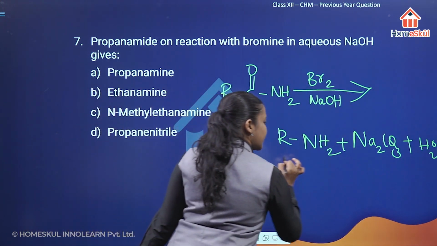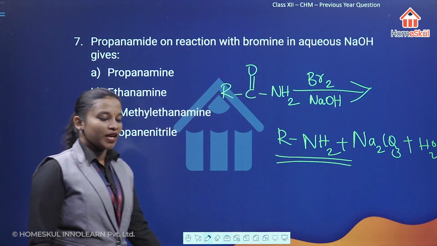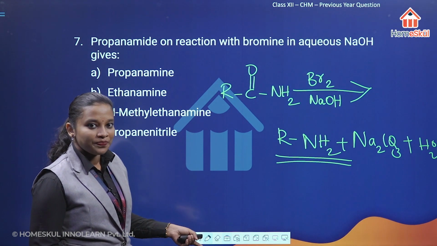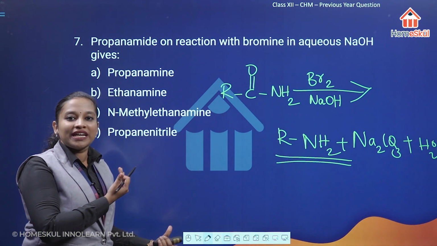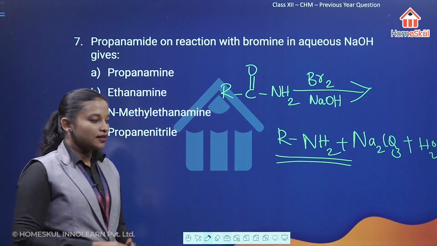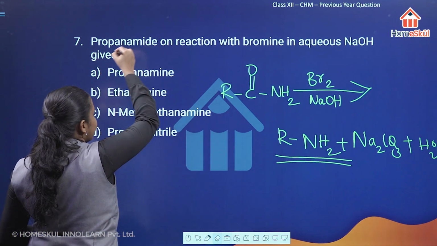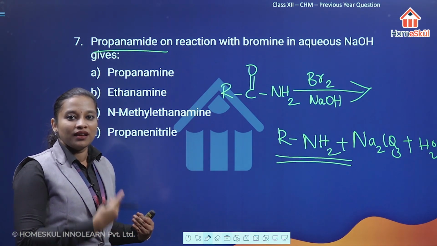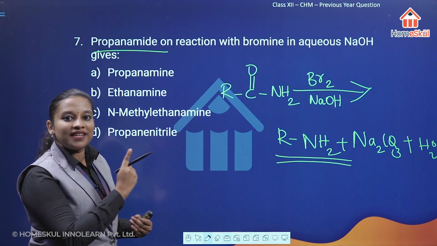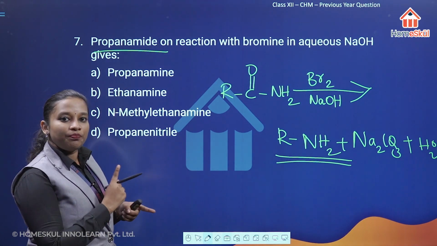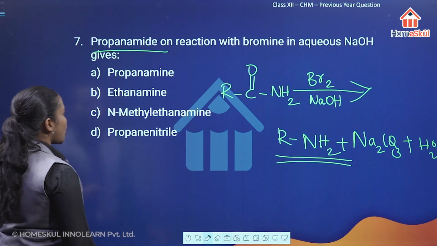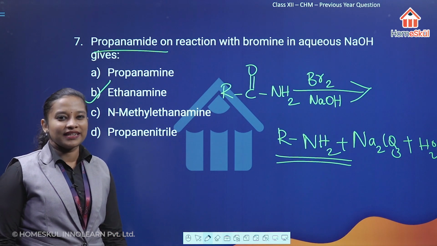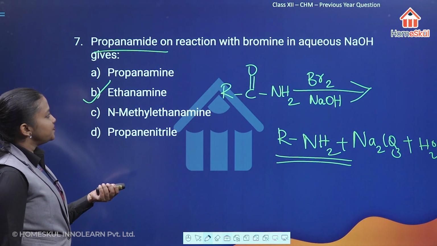So, let's concentrate on this product, that is RNH2. An amide reacts with bromine in NaOH. What happens? What will be the result? An amine having one carbon atom less than the reactant. So, if we take propanamide, what will be the result? It will be an amine which has one carbon atom less than the reactant, that is propanamide. So the correct option is ethanamine.